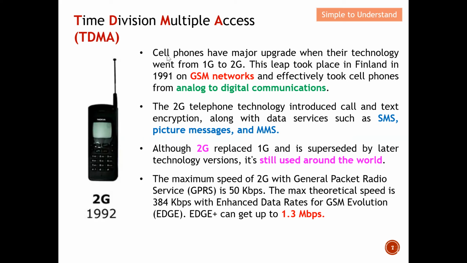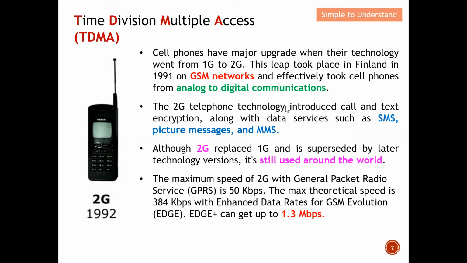Okay, let's come to this 2G here. The cellular phone had a major upgrade when the technology went from 1G to 2G. This leap took place in Finland in 1991 on the GSM network and effectively took cellular phones from analog to digital communication. If 1G is still on analog, then when 2G or GSM took over from 1G, they transformed from analog to digital communication.